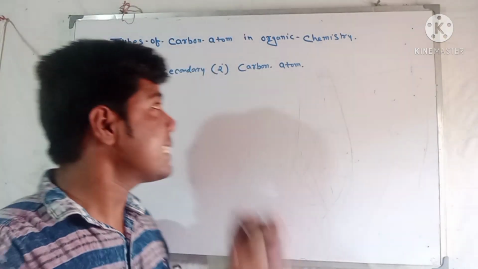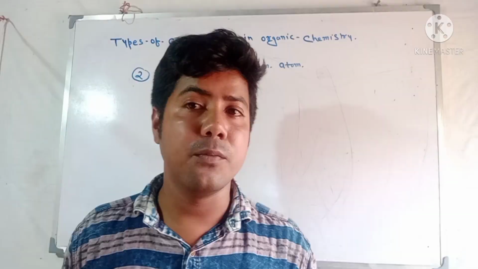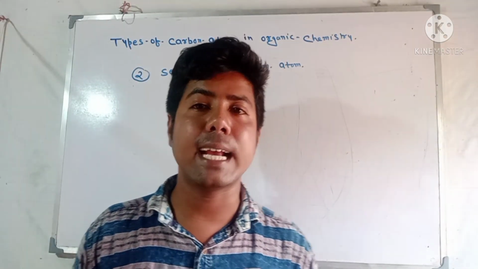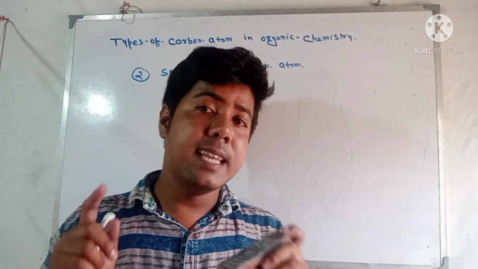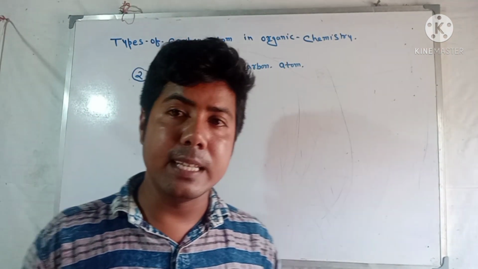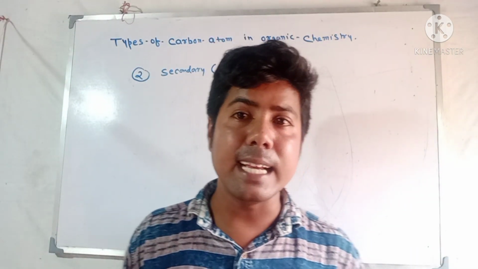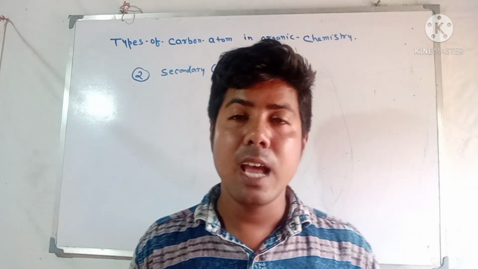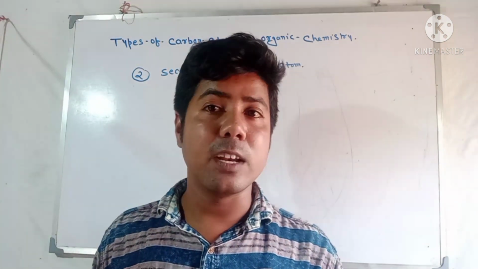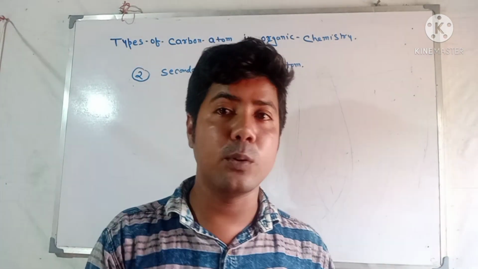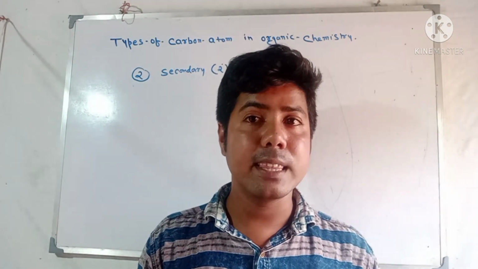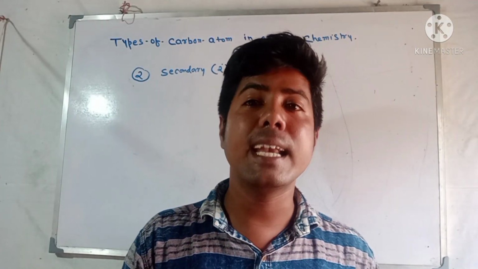Next one is secondary or 2 degree carbon atom. Firstly you have to know about it. Listen to me. The definition of secondary carbon atom is the carbon atom which is attached with 2 carbon atoms, and the remaining 2 valencies are complete with hydrogen atoms. That carbon is called secondary carbon.